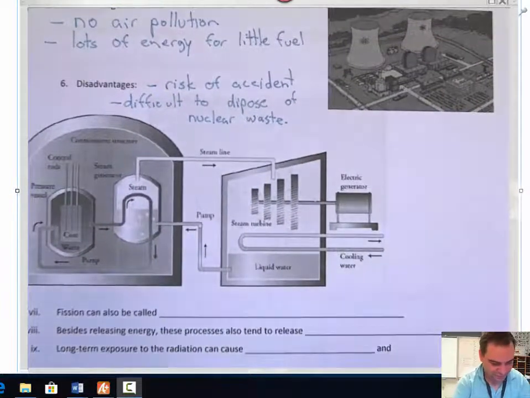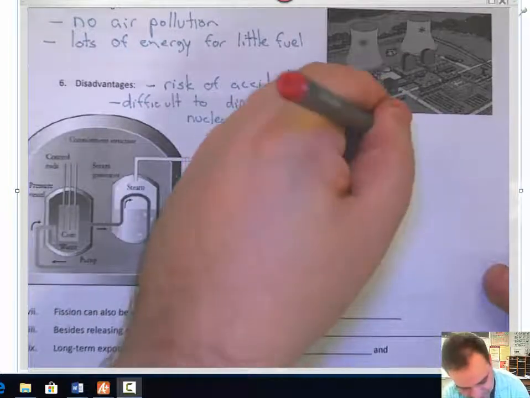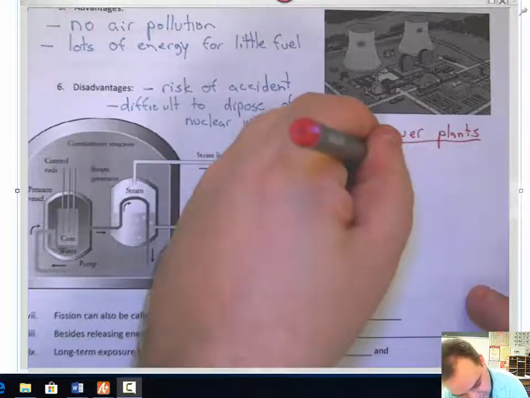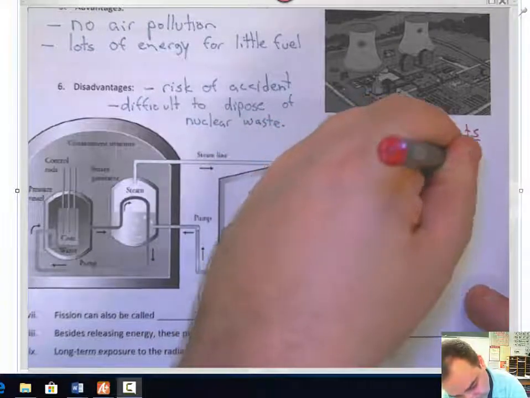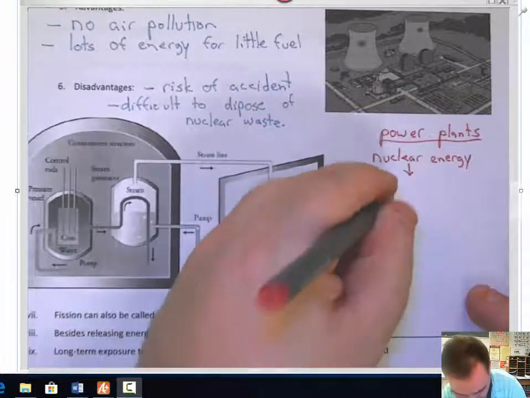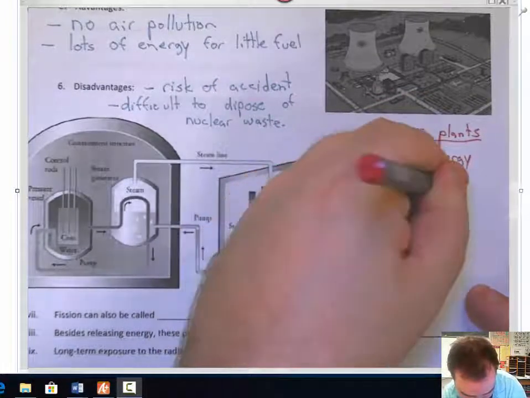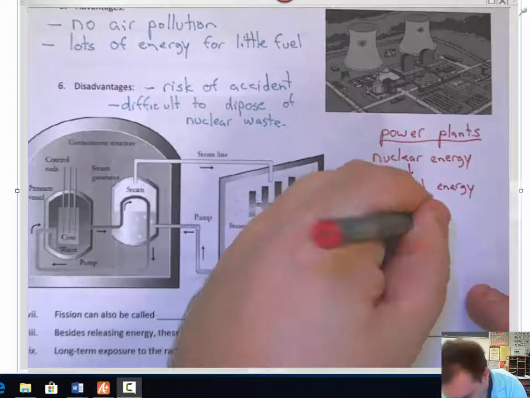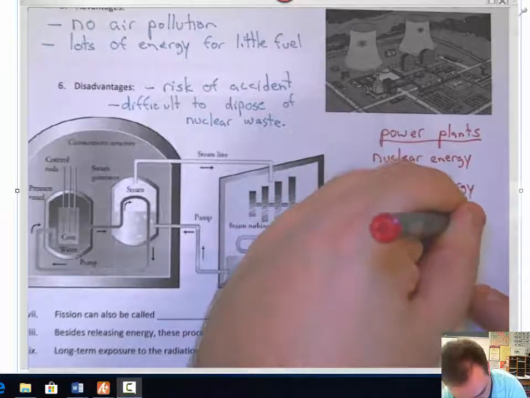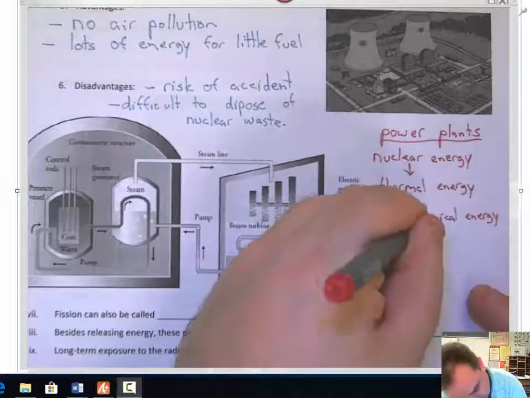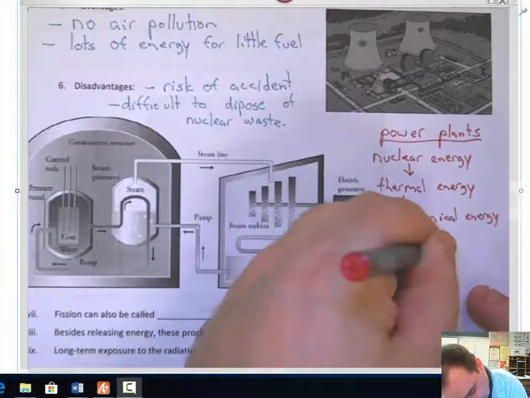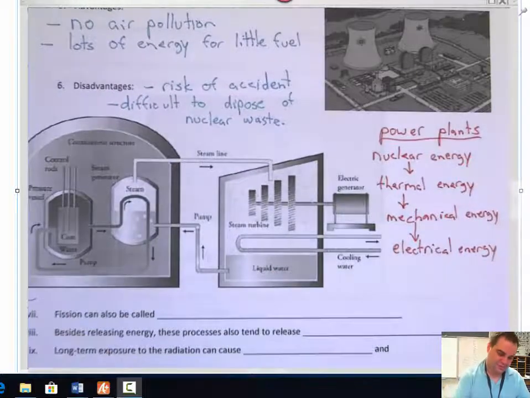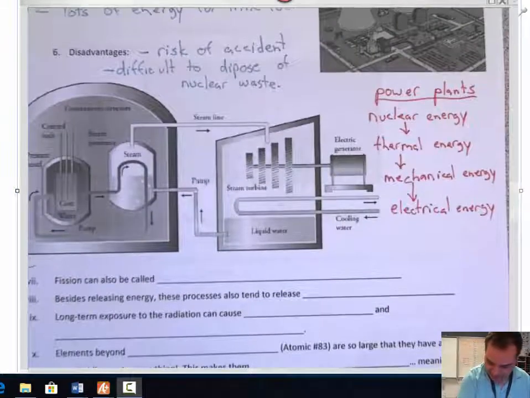Okay? So for our power plant here, when power plants produce energy, you start off with nuclear energy that is transformed into thermal energy, which is transformed into mechanical energy using the turbine, which is transformed into electrical energy that you can use. That is for power plants.